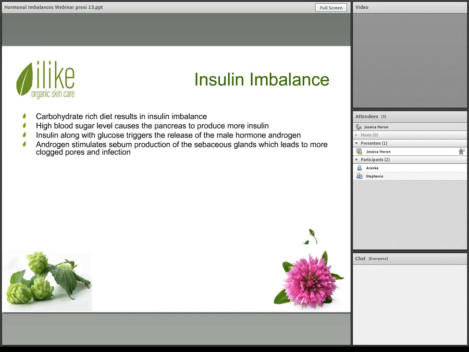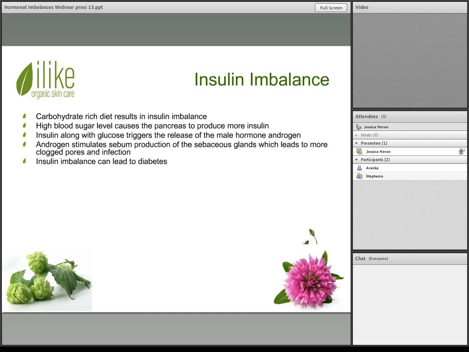Acne bacteria feeds off oil, so it's like a feeding ground for the acne bacteria. So as we start to stimulate more oil production, then the bacteria can cause clogged pores, pimples and pustules, and may even lead to infection.